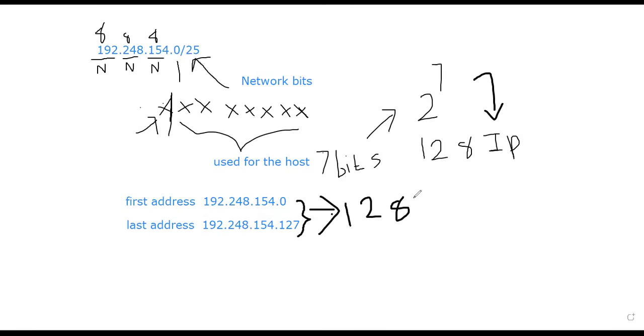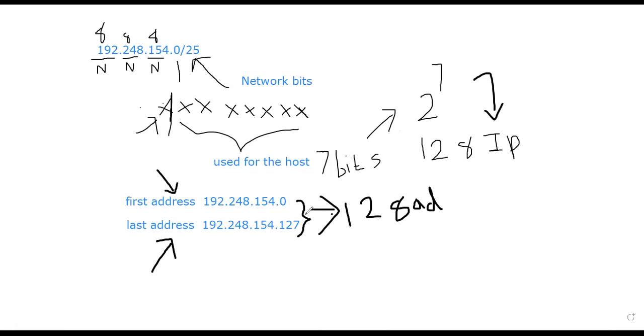Yes, okay, we are done. 128 addresses, right? If 7 bits are allocated, 2 to the power 7, 128 IP addresses are possible. The first address is going to be 192.248.154.0. Then the last address is going to be 192.248.154.127. When you count from 0 to 127, it's going to be 128. So the first address, last address, done.